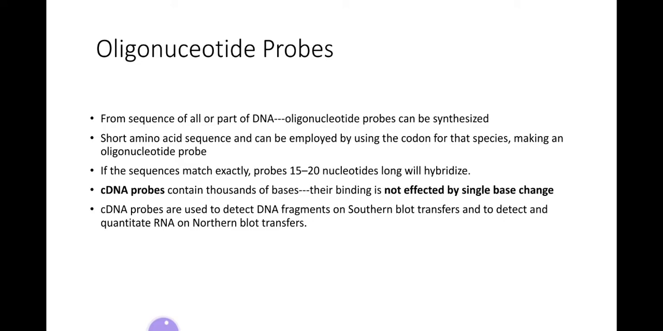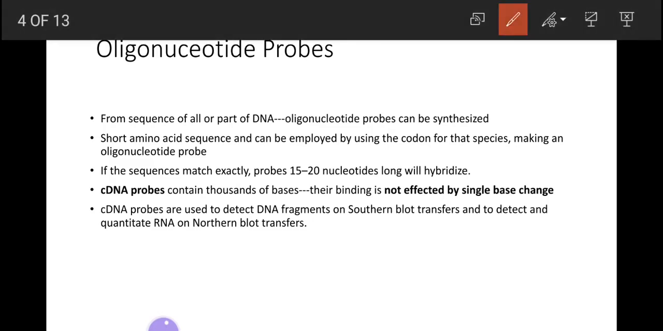If we know the sequence of all or part of the DNA, we can synthesize the oligonucleotide probe. If we don't know the sequence of the DNA, we can use the amino acid sequence, employing the codons for that species. So an oligonucleotide probe can also be synthesized by using the amino acid sequence.